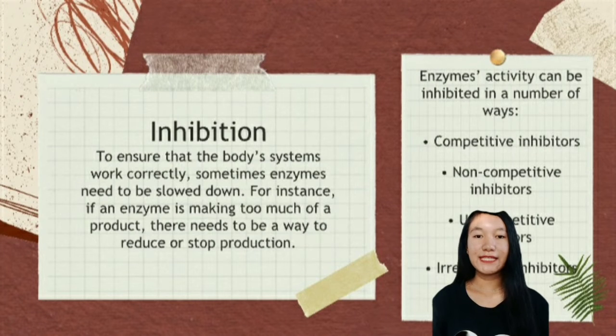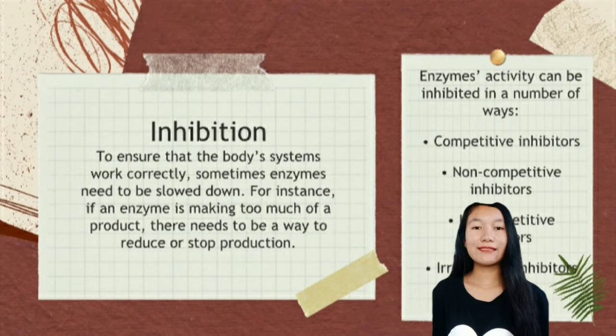Enzyme activity can be inhibited in a number of ways. First are the competitive inhibitors. It is a molecule that blocks the active site so that the substrate has to compete with the inhibitor to attach to the enzyme. The second one is the non-competitive inhibitors. It is a molecule that binds to an enzyme somewhere other than the active site and reduces how effectively it works.